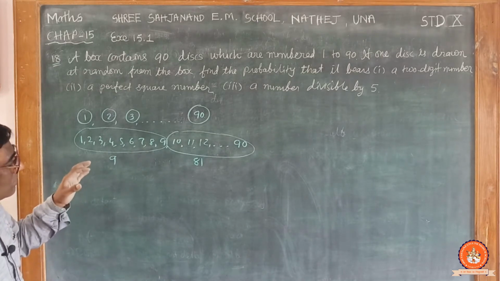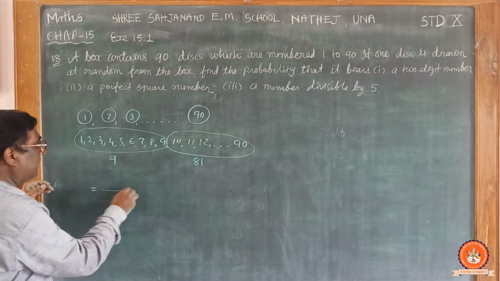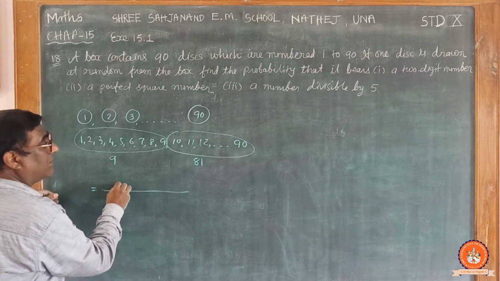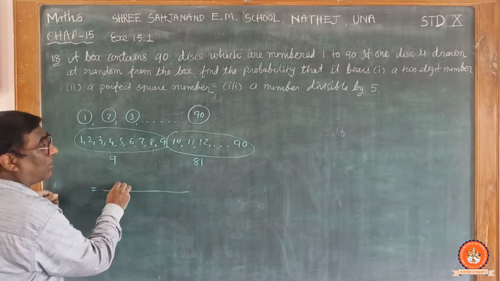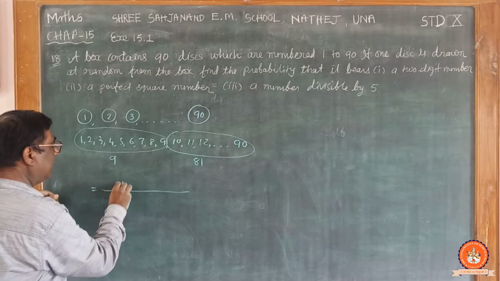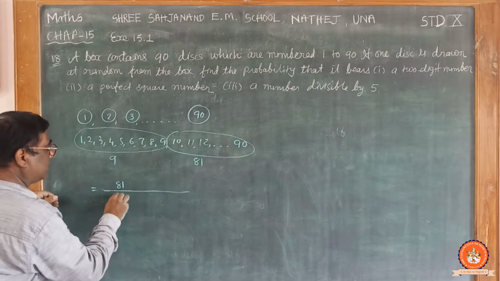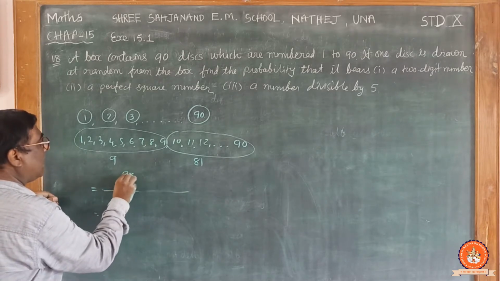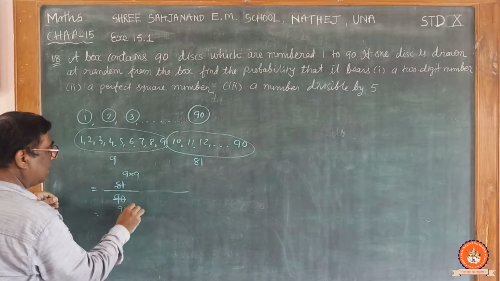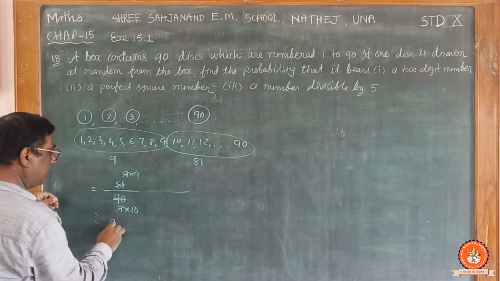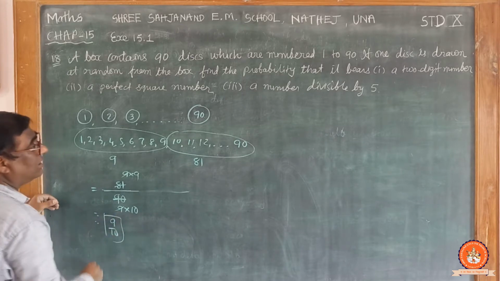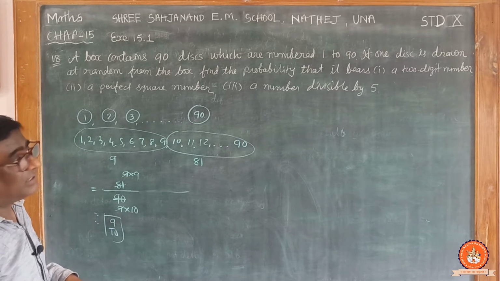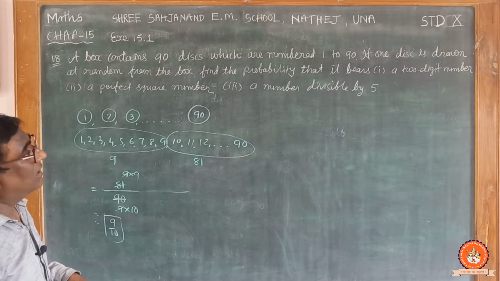Okay. So when you find the probability of getting a 2-digit number, you will have to write that a disc having a 2-digit number written on it, that is 81, divided by the total number of discs, which is 90. Okay, so 9 times 9, 9 times 10, it's 9 upon 10 or 0.9 to be your answer. Okay, getting it? Very easy, and you will write it by yourself, in your own words.